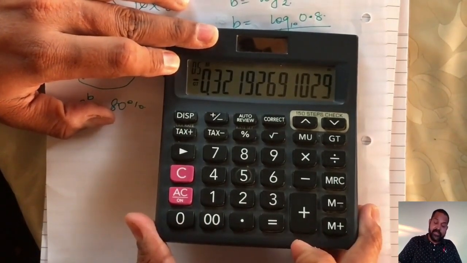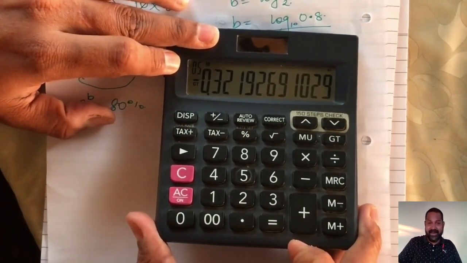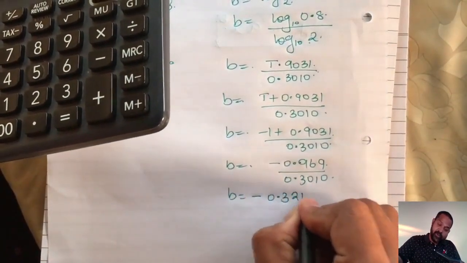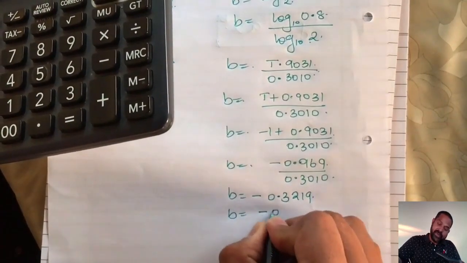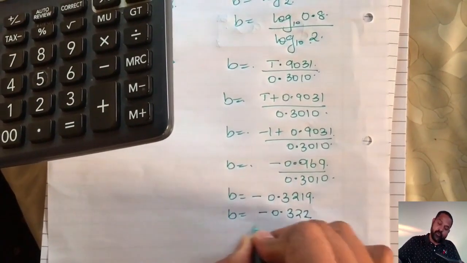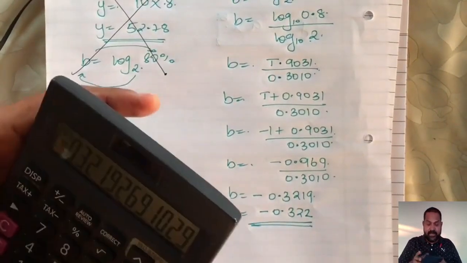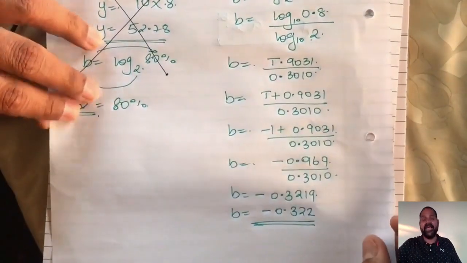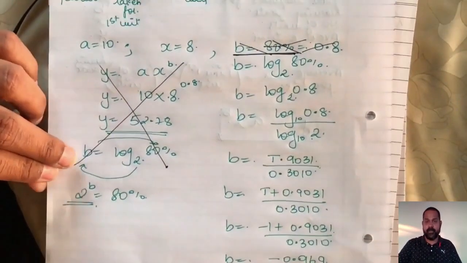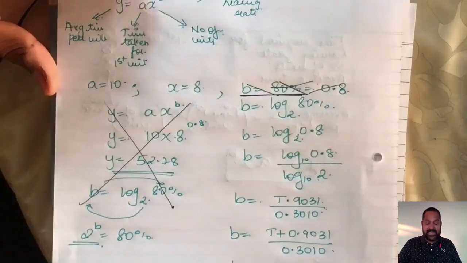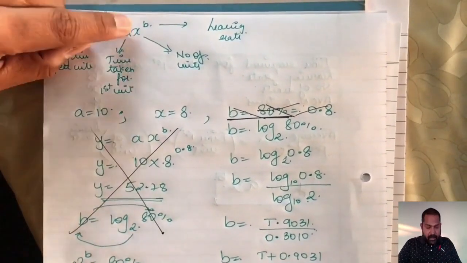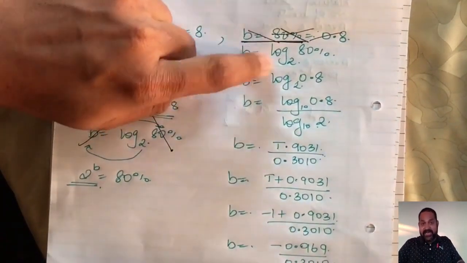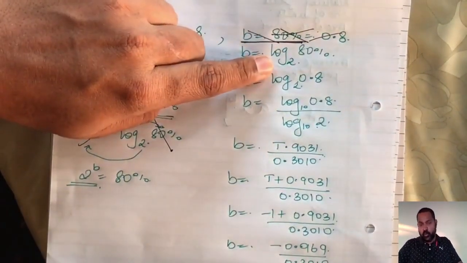A negative 0.3219. So I get B is a negative 0.3219. So B is a negative 0.322. And this is the value of B when the learning is 80%. So remember one thing. When they say learning is 80%, the B value doesn't become 80%. When learning is 80%, B is log of 80 to the base 2.